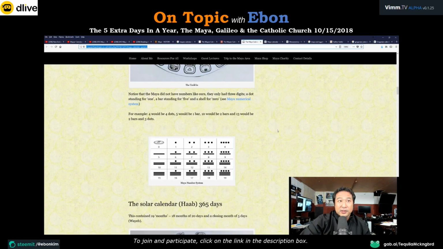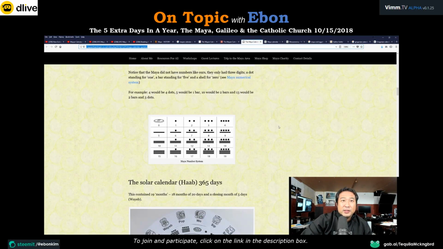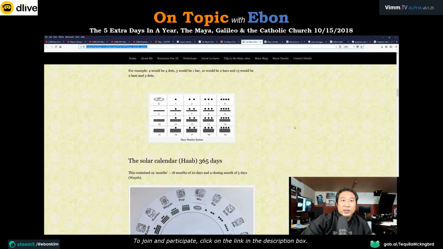Notice that the Maya did not have numbers like ours. They only had 3 symbols: a dot standing for 1, a bar standing for 5, and a shell standing for 0. For example, 4 would be 4 dots, 5 would be 1 bar, 10 would be 2 bars, and 13 would be 2 bars and 3 dots. Interesting.